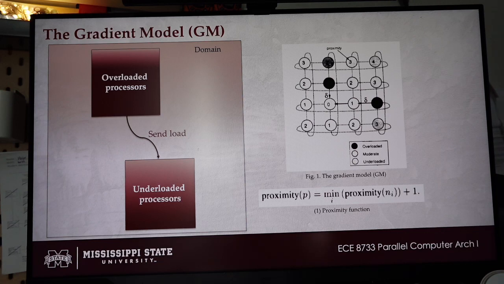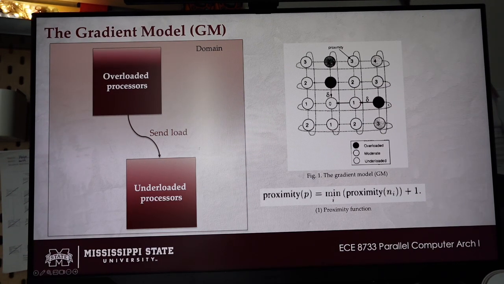This means that if the underloaded processor in figure 1 is 0, then the nearest processor is +1. As the distance goes further, the distance is added by 1 again and again. So if the distance is 1, then the nearest processor will be set to 1, and if the distance is 2, the processor proximity will be set to 2.